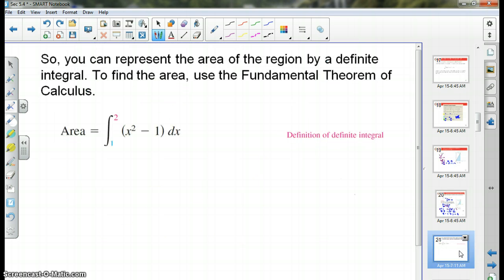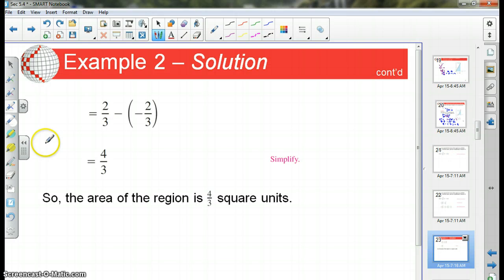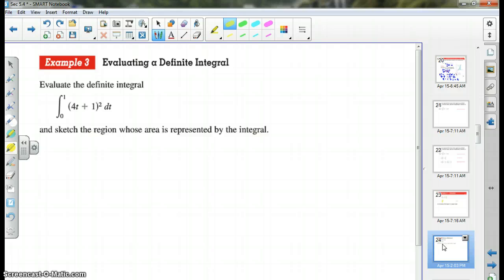We'll see if the author worked it out. Yeah, the author got 4/3 as well. So again, there's the first example of integration. Let's try it again. Evaluate the indefinite integral.